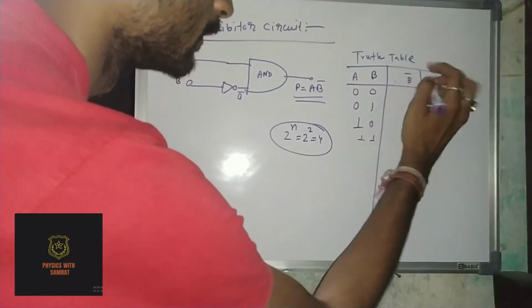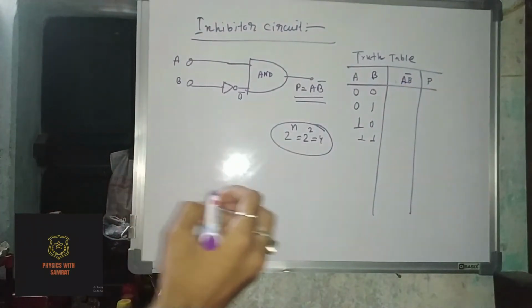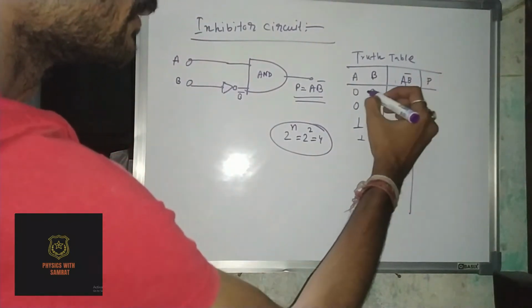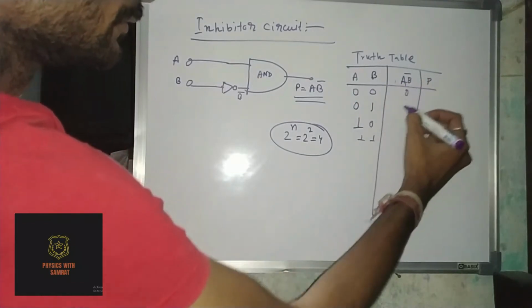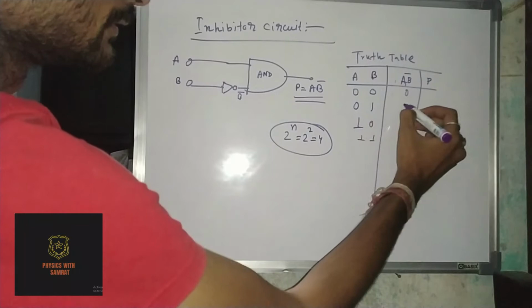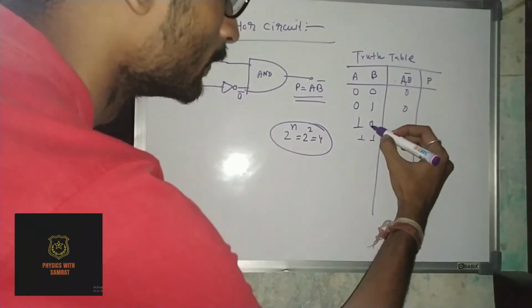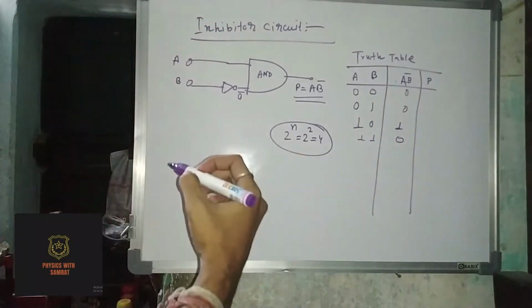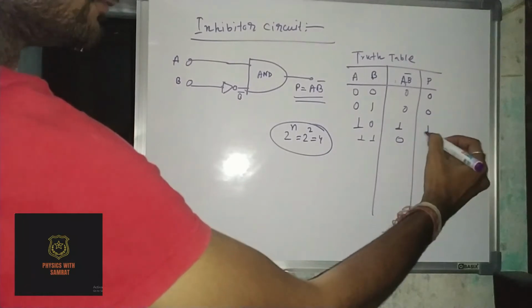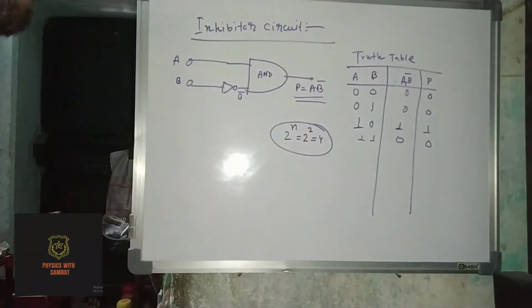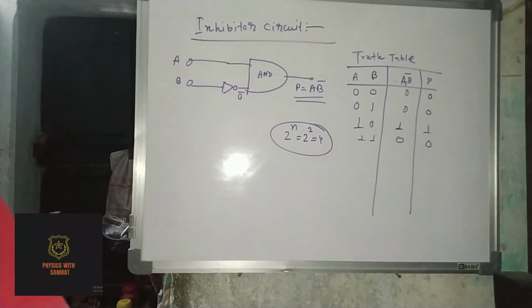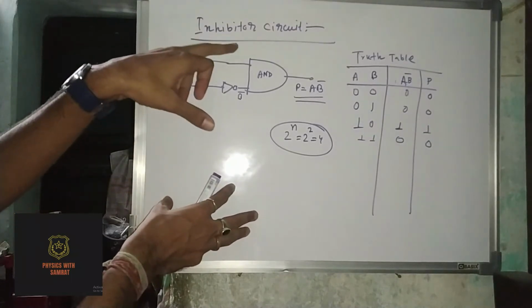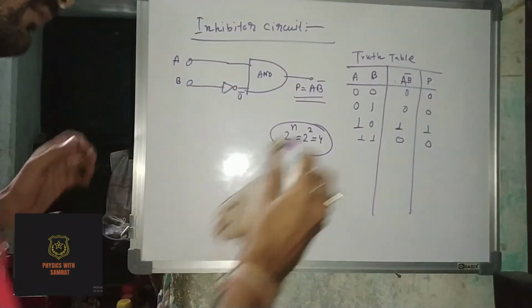Okay, let's do multiplication, rather than making another column. 0 1 0. This is 0 and this will also be 0. So 0. So 1 0, 1 1, 1 1 0. This will be 0. Okay. So output 0 0 1 0. Okay. So the application of inhibitor circuit we will see later in this class today.